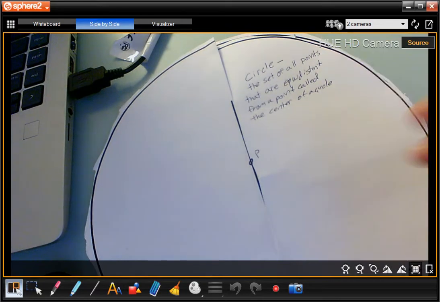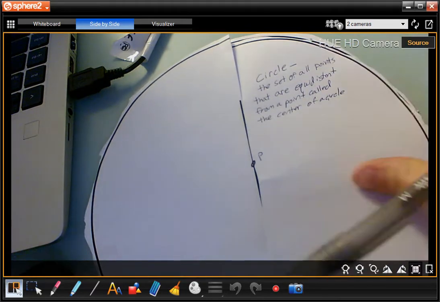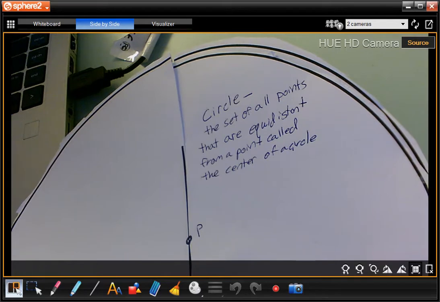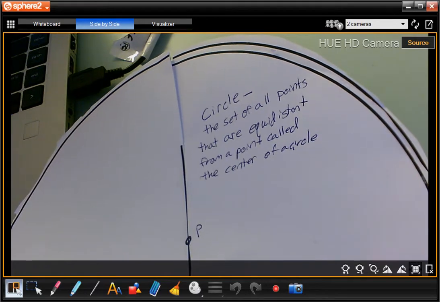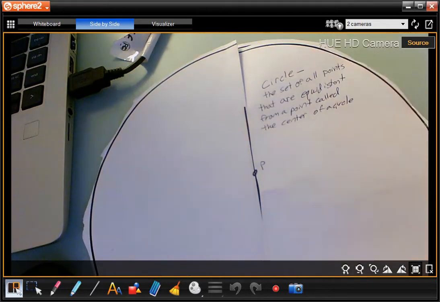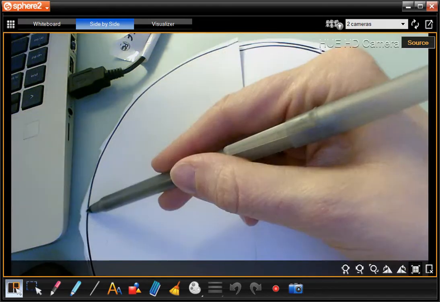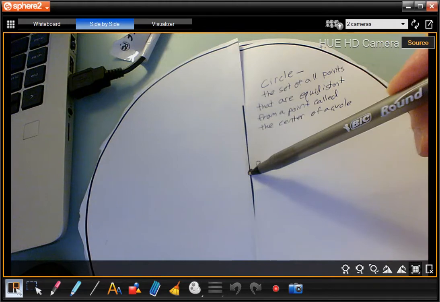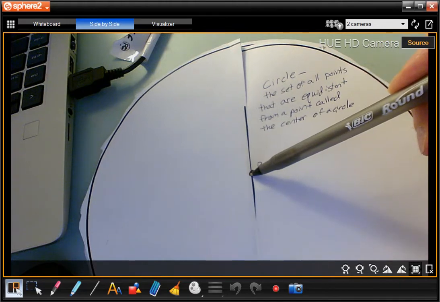Okay, so I'm going to zoom in just a little bit on that. The set of all points that are equidistant from a point called the center of a circle. So all around on this outside line, there can be points, and they're all the same distance to the very center of whatever point we've named our circle.